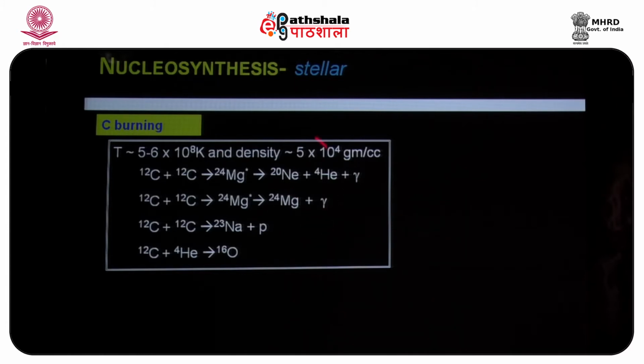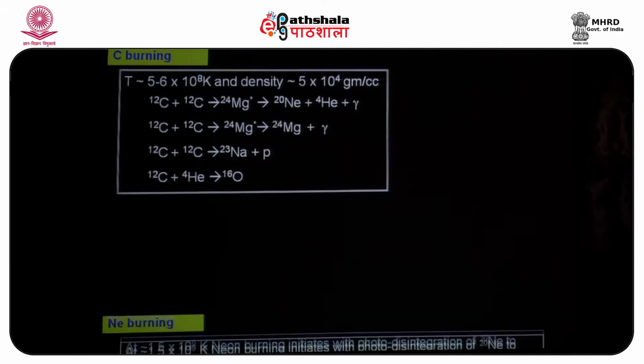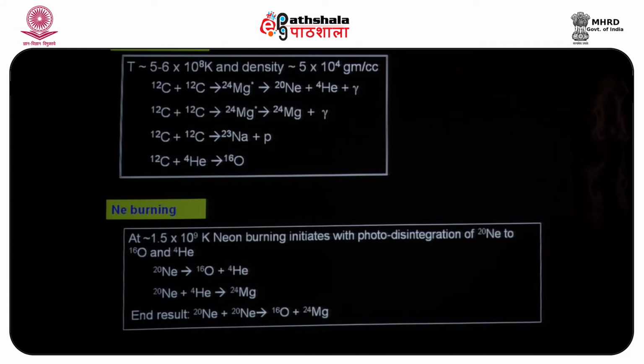At the same time, some other elements like sodium and oxygen are also produced, and the neon produced by these reactions takes part in the subsequent reaction, by which oxygen is produced, which is the major product of neon burning. But please note that neon does not burn in the same way as the previous burning processes. This 20 neon photodisintegrates to form 16 oxygen and 4 helium, and this 4 helium then combines with 20 neon to form 24 Mg. So, the end product is that 2 20 neon produces 1 16 oxygen and 1 24 Mg. So, the stellar core at this point is composed mainly of oxygen.